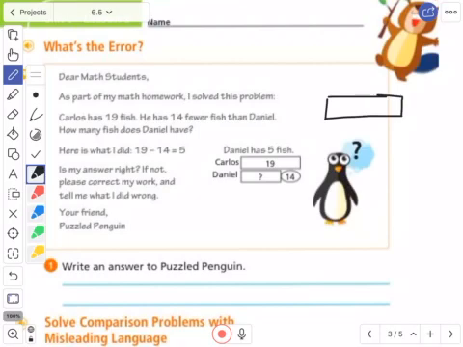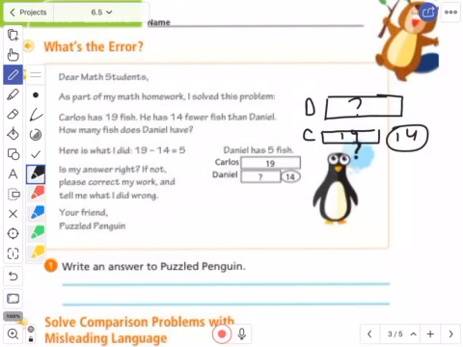Carlos and Daniel. Well, I know Carlos came first, but Carlos has fewer than David. David should be down here. Or sorry, Carlos should be down here. Carlos has 19 fish. And he has 14 fewer than David. Well, I don't know how many David has right now then.